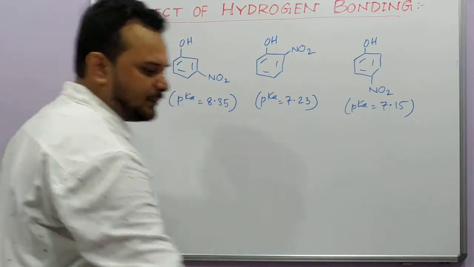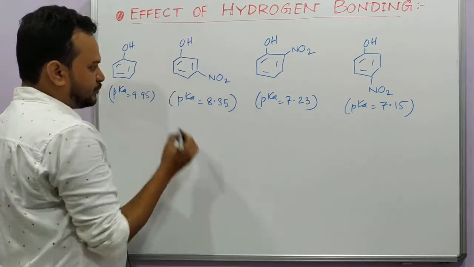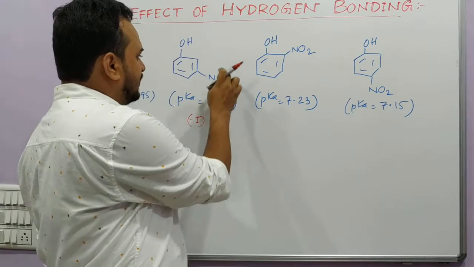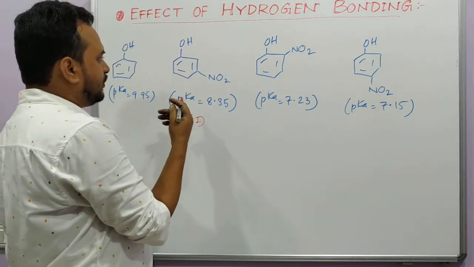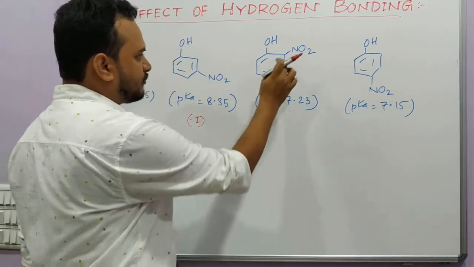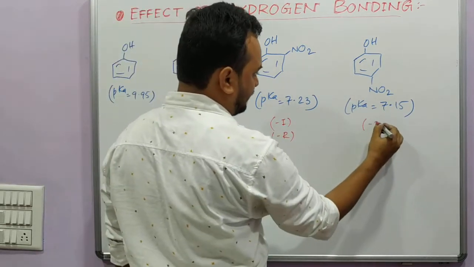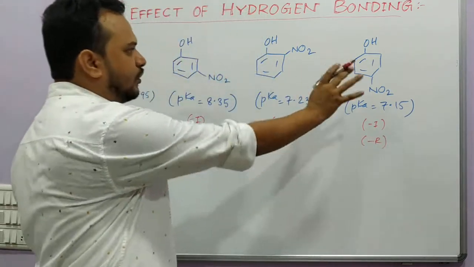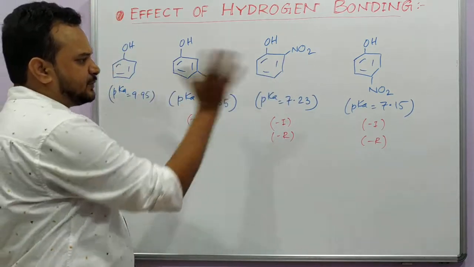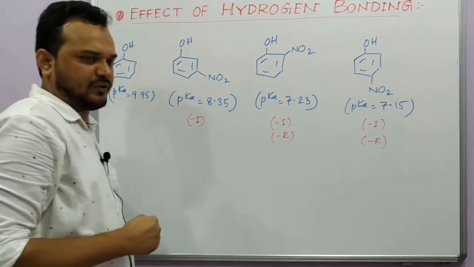So clearly in metanitrophenol, since the nitro group is at meta position with respect to the OH group, it will exert only minus I effect, not minus R effect. From meta position, the minus R effect, the resonance effect, will not be reflected at this carbon. It cannot make this carbon a positive carbon. However, from ortho and para position, both minus I effect and minus R effect will operate. So clearly ortho and paranitrophenols, both of them will be more acidic than the metanitrophenol, and it is experimentally observed also, because it is 8.35 whereas they are 7.23 and 7.15. So that part is clear.